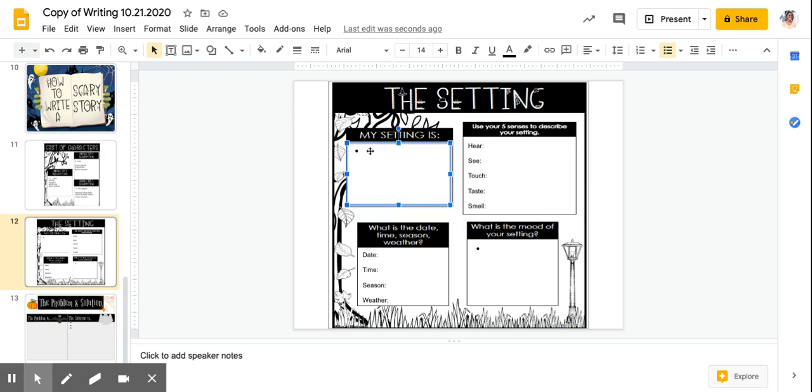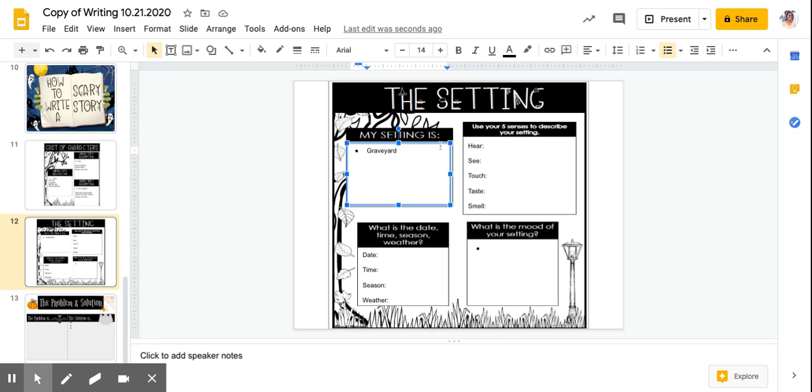So the setting in a story. The setting in your story is where your story takes place. So this could be anywhere that you could think of. For example, it could be at your house. It could be at a school. It could be in a scary, spooky place in, let's say, a graveyard. So today I'm going to have mine in a graveyard. That is where my setting is.